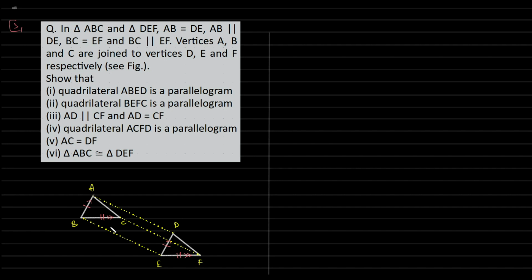Show that there are around 6 things. So first things first, pause and think over what is given, what can we conclude, and what is that we need to prove.